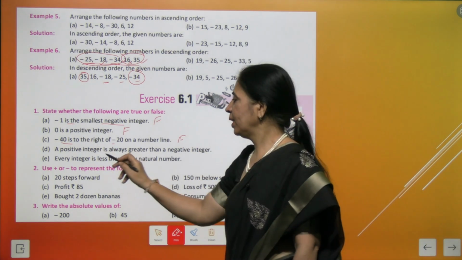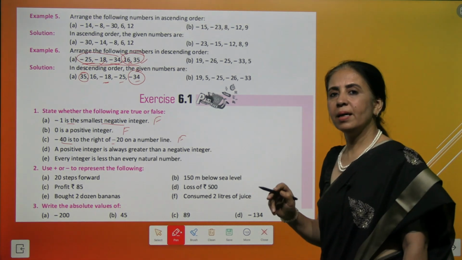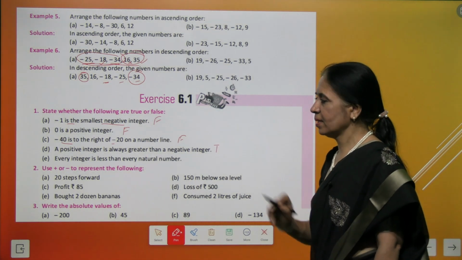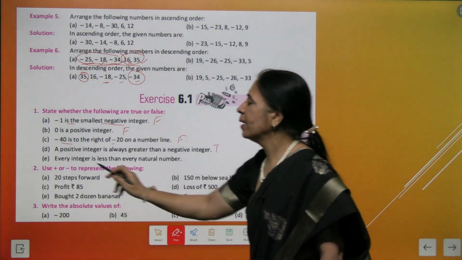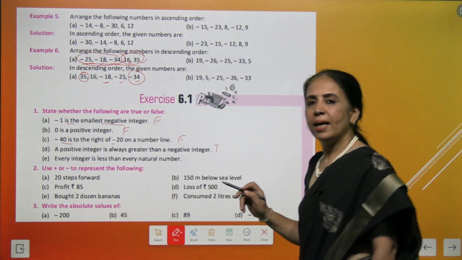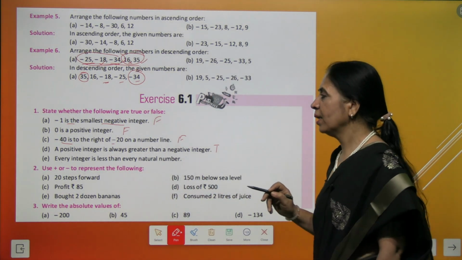A positive integer is always greater than a negative integer. Yes, this is a true statement. And every integer is less than every natural number.